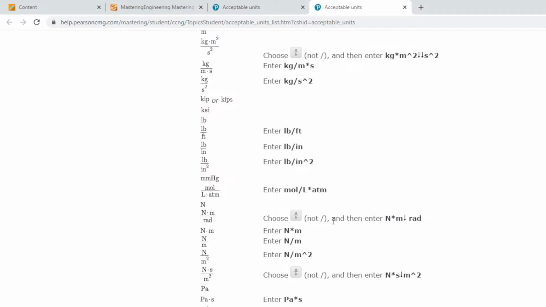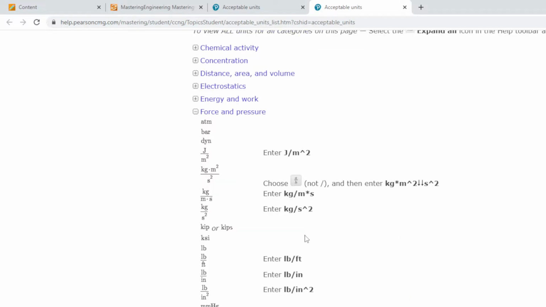So that's where it becomes a pain in my derriere. Well, I can see, okay, if you look at this, we have multiple terms like Newton meter per radian. Choose A over B, not the divider, and then enter Newton meter and go down and then enter radian.